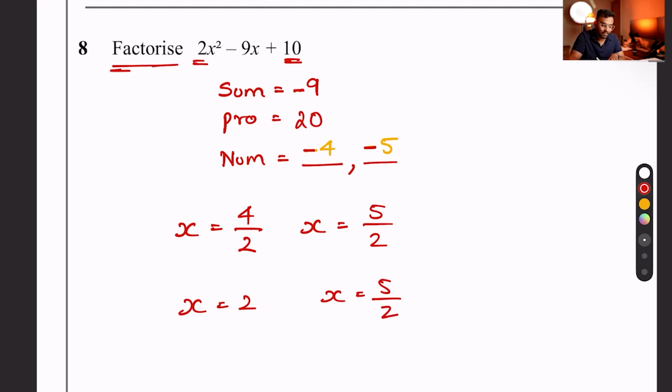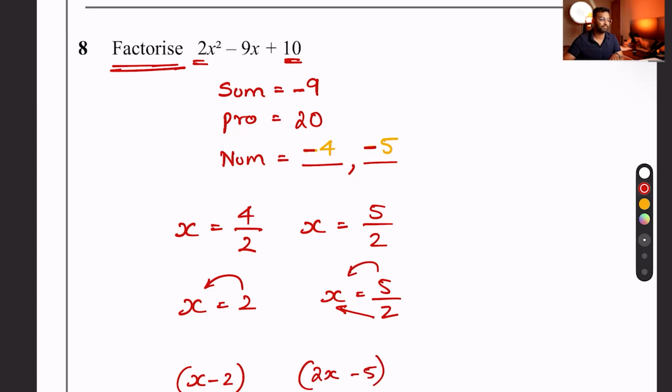Solutions. But it says to factorize, correct? We need to put it into brackets. So just take this 2 to the other side so we have x minus 2. And as I said before, you would cross multiply that 2 with the x. So that is 2x, and take the 5 to the other side, so it's -5. These are your factors. We do this because this is a harder quadratic expression. Did you understand this, Elsha? You okay?